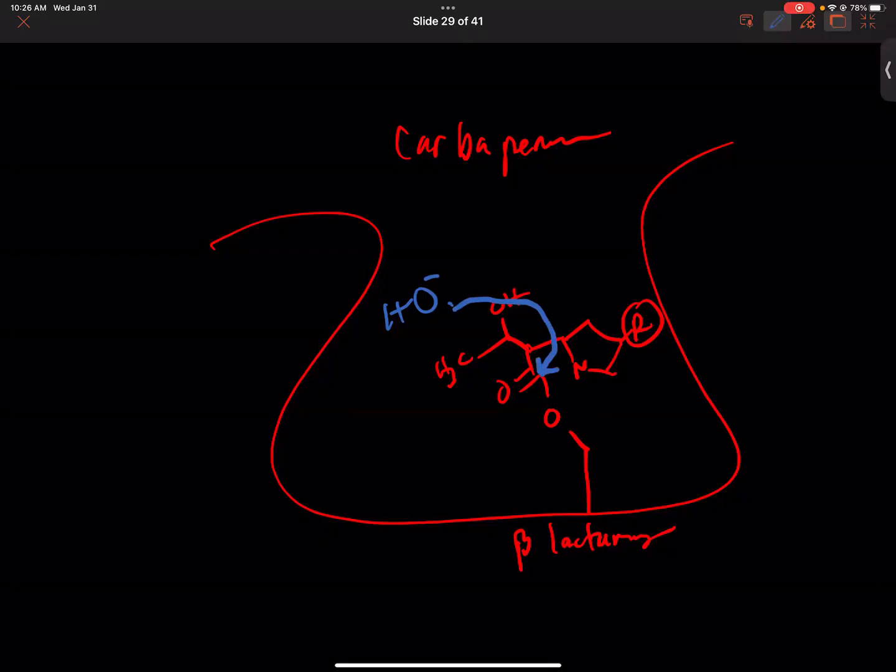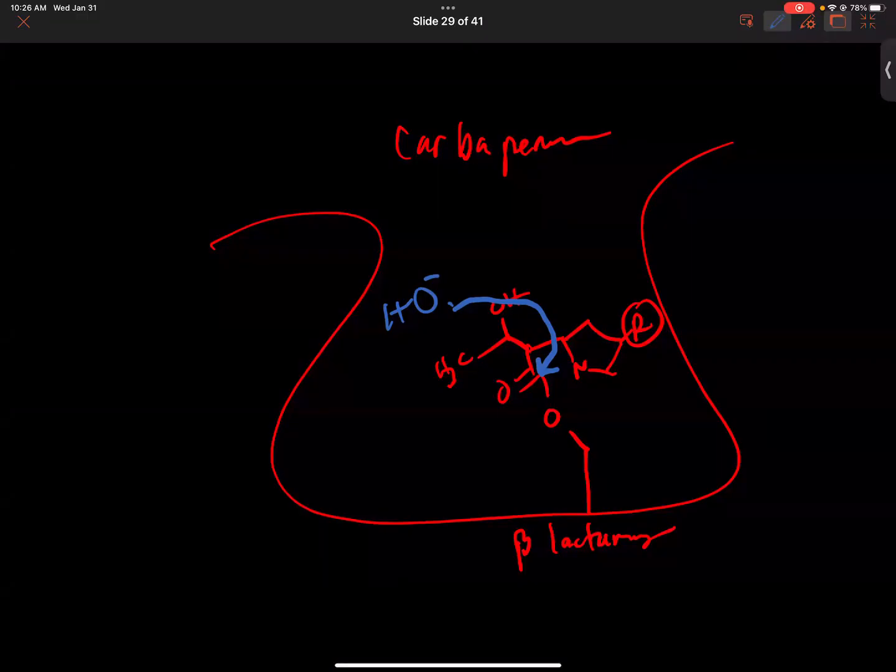Now, the next step that this enzyme wants to do is try and bring in a water molecule to attack the carbonyl carbon in the ester. And as that carbonyl carbon in that ester bond gets attacked, it's going to hydrolyze the ester, release the hydrolyzed carbapenem, and then it's going to regenerate the active site. That's what the enzyme wants to do.